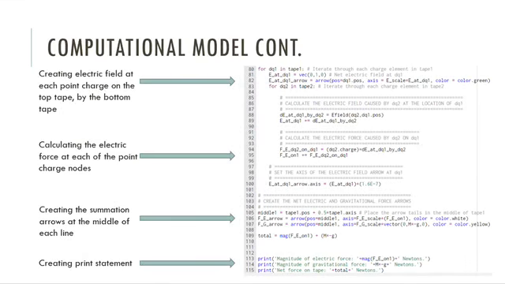Finally, I iterated through each tape to create the electric field at each point charge on the top tape by the bottom tape. Following this, I calculated the electric force at each of the point charge nodes. Below this is an arrow representing the summation of the electric forces on the top tape, and the gravitational force arrow, which is followed by a print statement of these values.